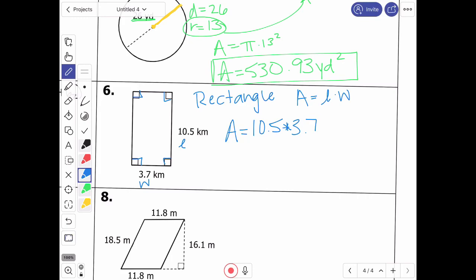Make sure that looks like a times. And I get 38.85. And we're using kilometers squared.